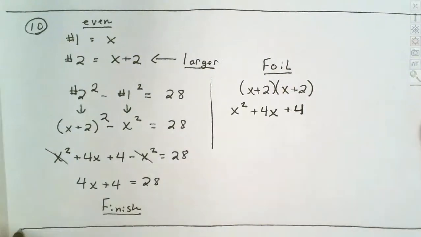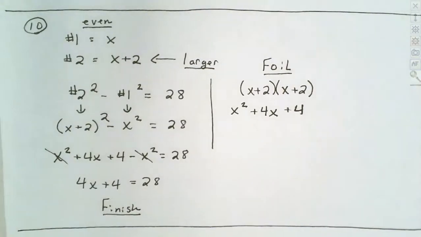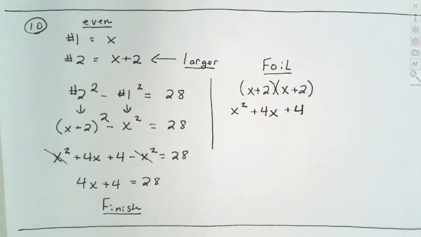Does everyone see how to finish that out? So don't try to FOIL it or anything else or factor it. All you do is move that 4 over and divide.